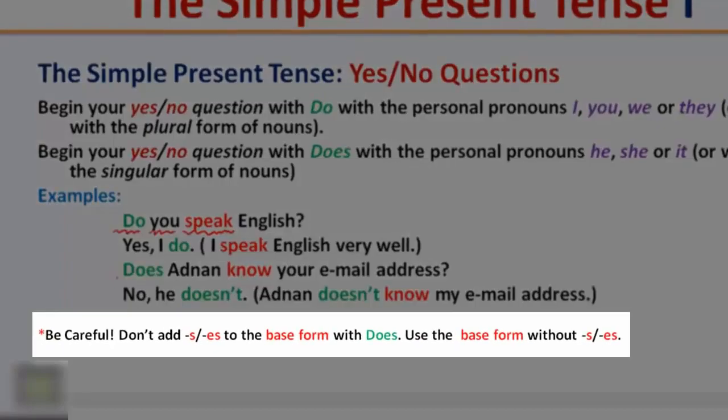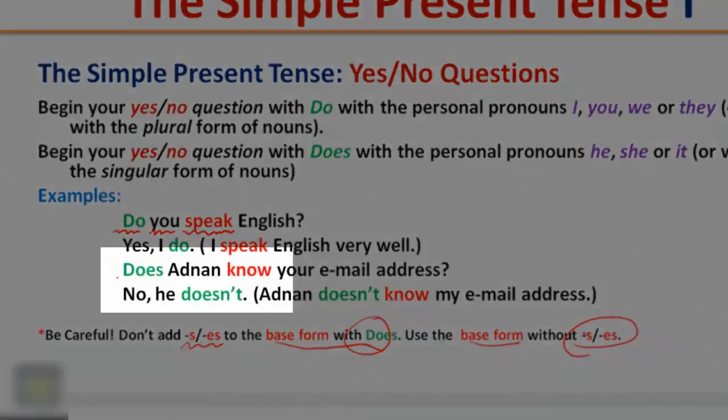Be careful, don't add S or ES to the base form with does. Use the base form without S or ES. Notice here that we use the base form of the verb with the auxiliary does.